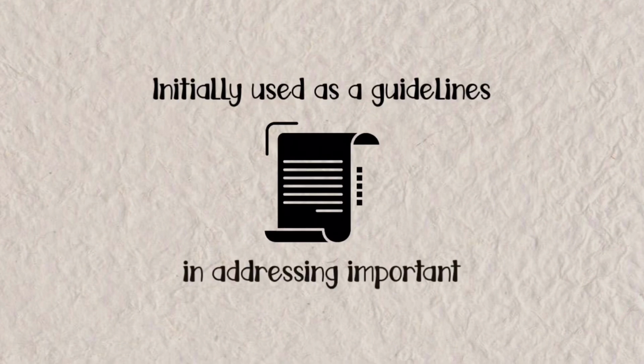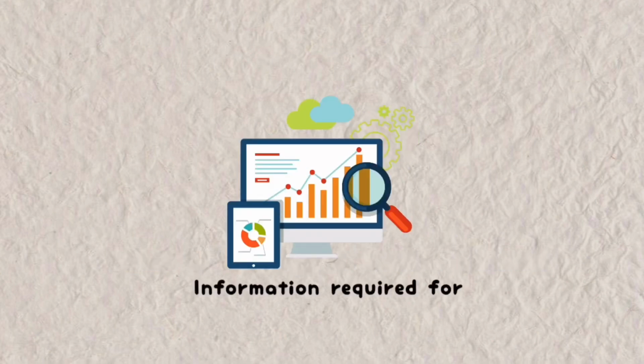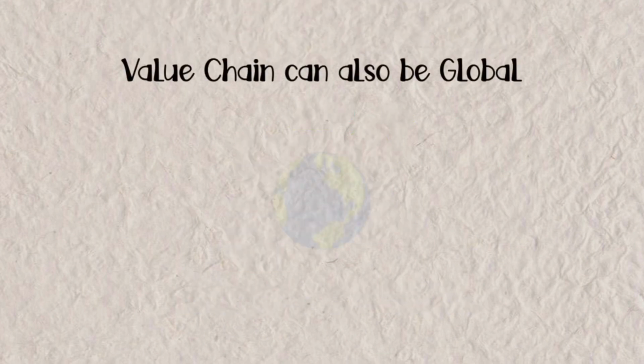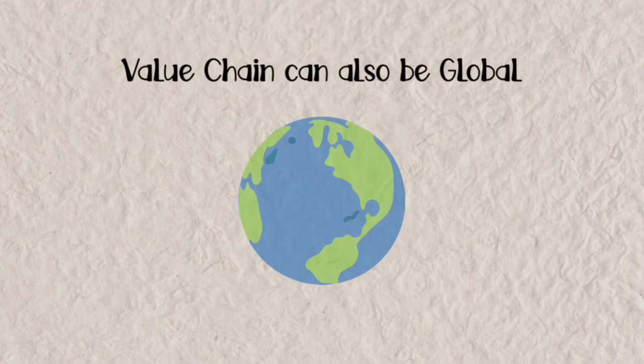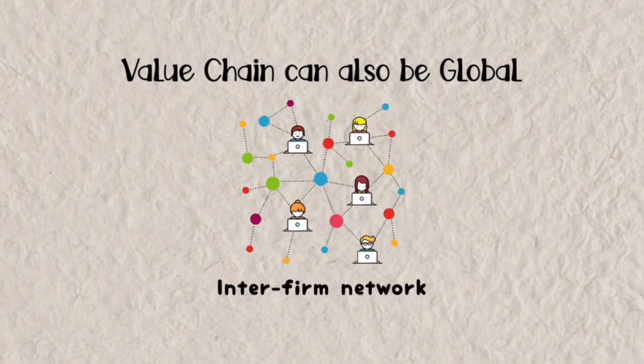It is initially used as a guideline in addressing important questions such as what can be the most effective method to develop information that is required for development and production. And value chain can also be global, where in global value chain, the activities are performed through an inter-firm network that is done based on the global scale.